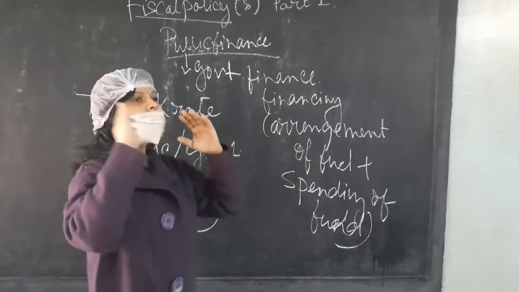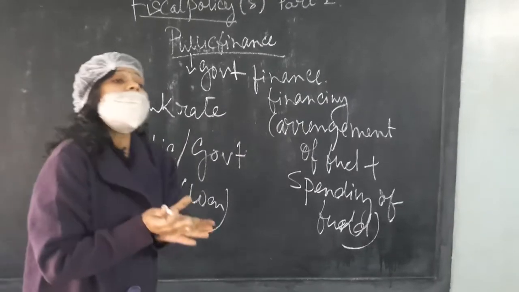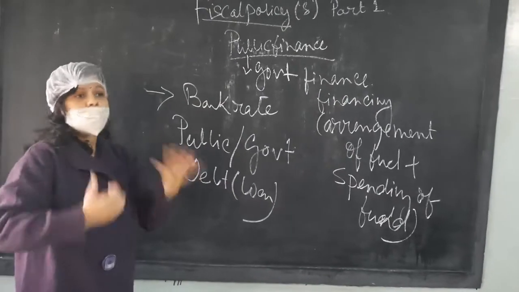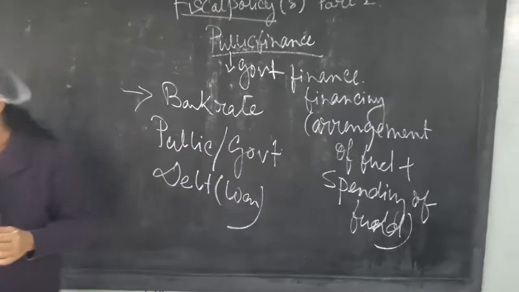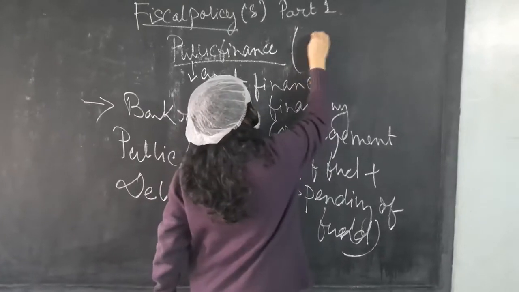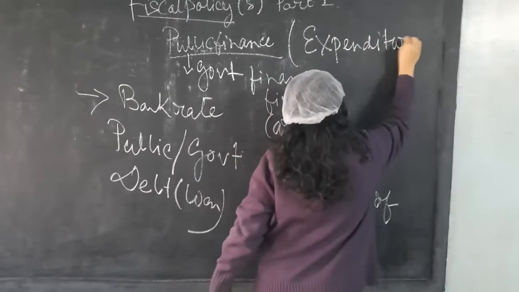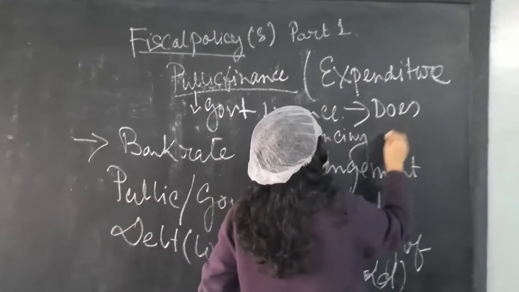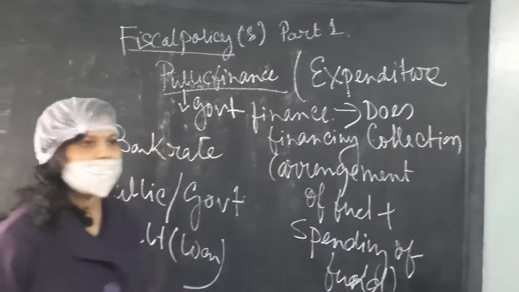Clear? Then how does the government arrange its internal fund? Arrangement of fund means collection of money as well as spending of money. But here we have to remember one point. In case of government, first it does the expenditure, then collection. This is the biggest problem of the government, not like us.